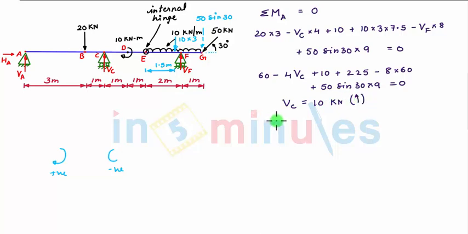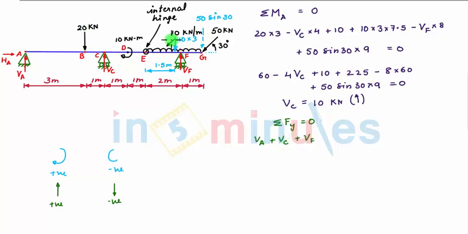Next we apply another static equilibrium equation, which is summation of all vertical forces is equal to 0. So now we consider all the vertical forces acting on the beam. Our sign convention is upward vertical force is positive and downward vertical force is negative. So we have our upward vertical support reactions as VA plus VC plus VF.